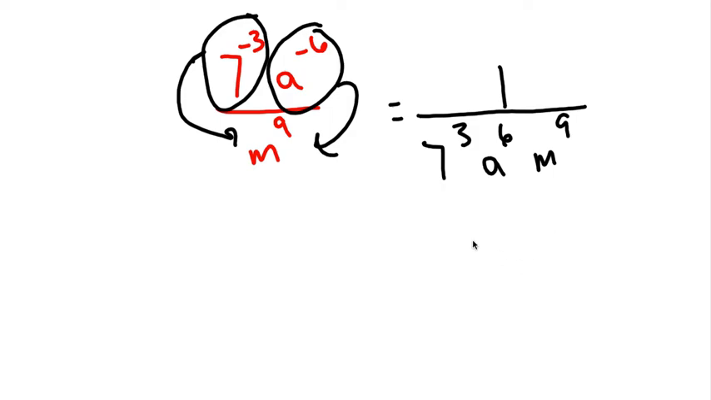And then in our calculator, we do 7 to the third power. 7 to the third power gives you 343. So we have 1 over 343. And then we're just going to rewrite the rest of this: a to the sixth and m to the ninth.